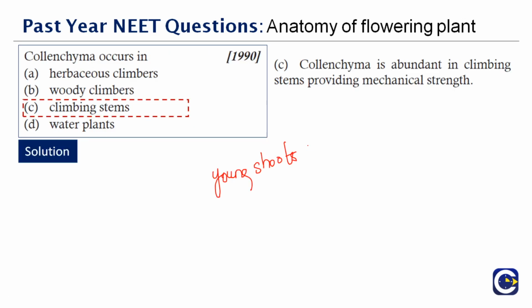Because climbing stems, if you see, do not have much support. They don't have a proper shoot system. As it climbs, it needs support. So that mechanical strength will be given by collenchyma.